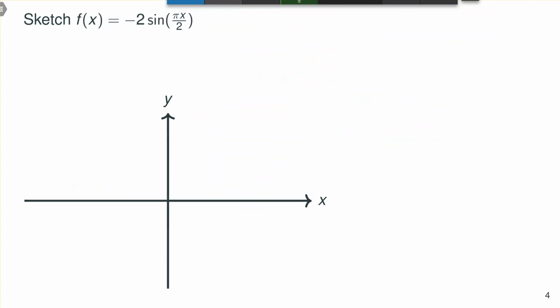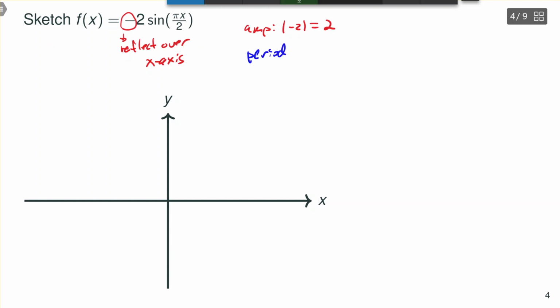Sketch negative 2 sine of pi x over 2. Now here we have a negative. That means it reflects over the x-axis. It's very important to notice that. Then let's find the amplitude, which is the absolute value of negative 2, which is 2. Let's find the period. In this case, pi over 2 is multiplied to x. So period is 2 pi over b. In this case, b is pi over 2, which we can simplify to 2 pi times 2 over pi, which is 4. So period is 4.